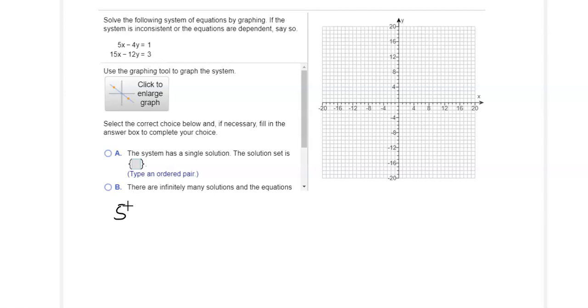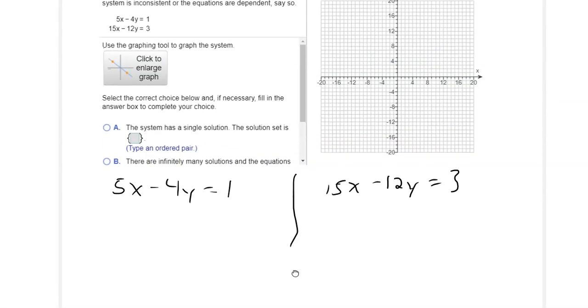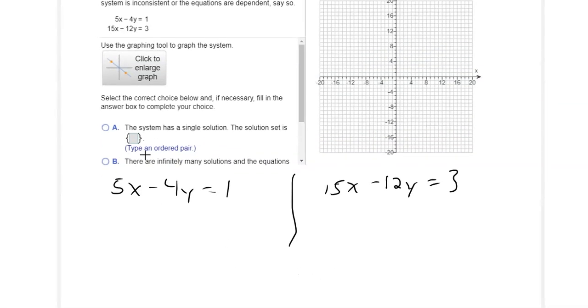So we have 5x minus 4y equals 1. We have 15x minus 12y is equal to 3. And so I need 2 points for graphing this first equation.